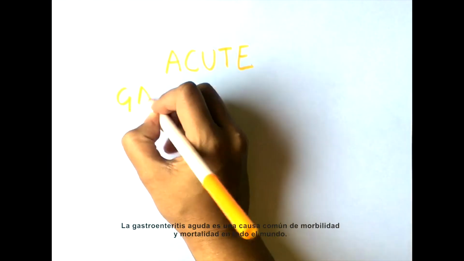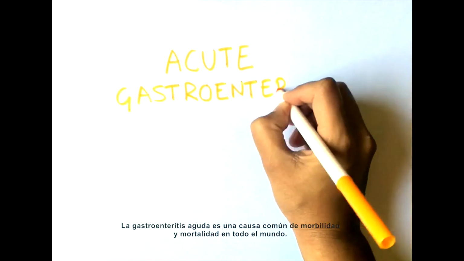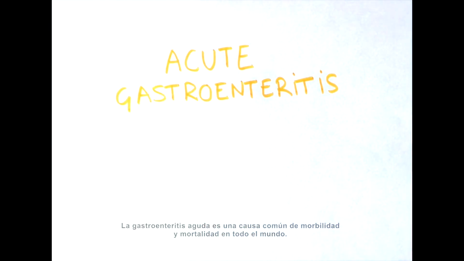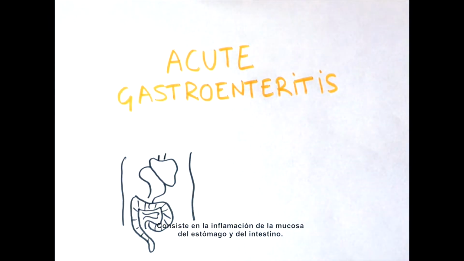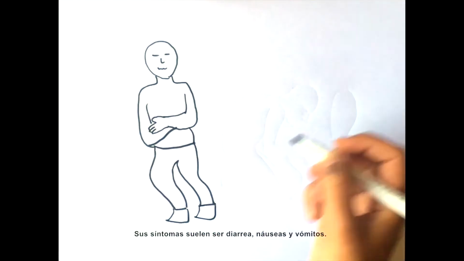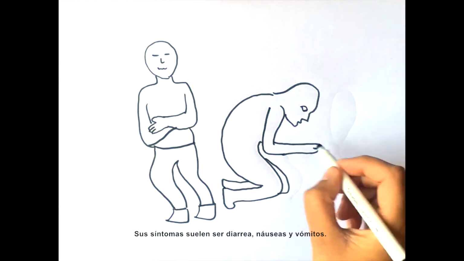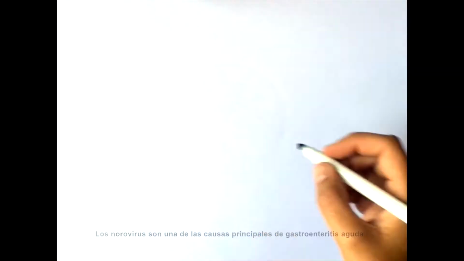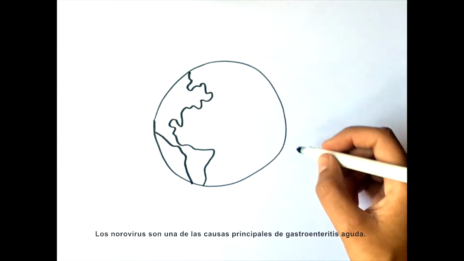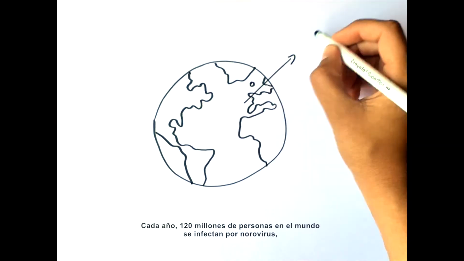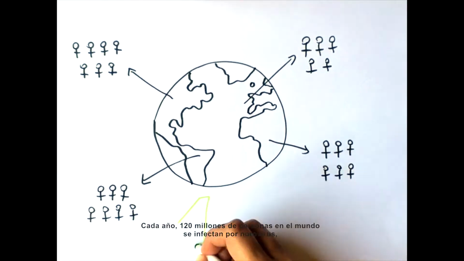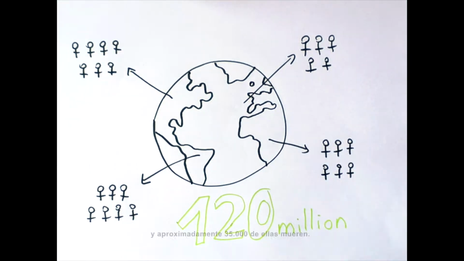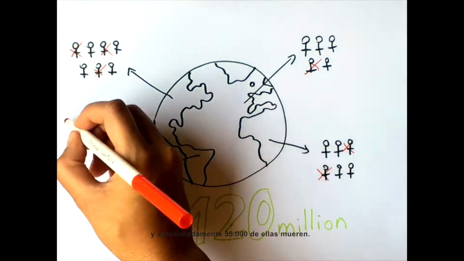Acute gastroenteritis is a common cause of morbidity and mortality worldwide. It consists of inflammation of the mucosa of the stomach and the intestine. Its symptoms may include diarrhea in addition to nausea or vomiting. Noroviruses are a leading cause of acute gastroenteritis. Every year, 120 million people around the world are infected by norovirus, and approximately 35,000 of them die.